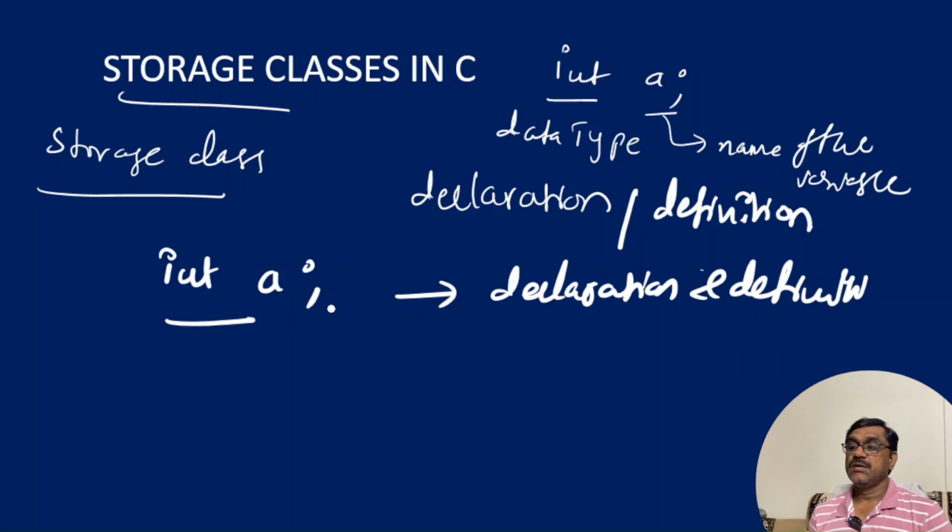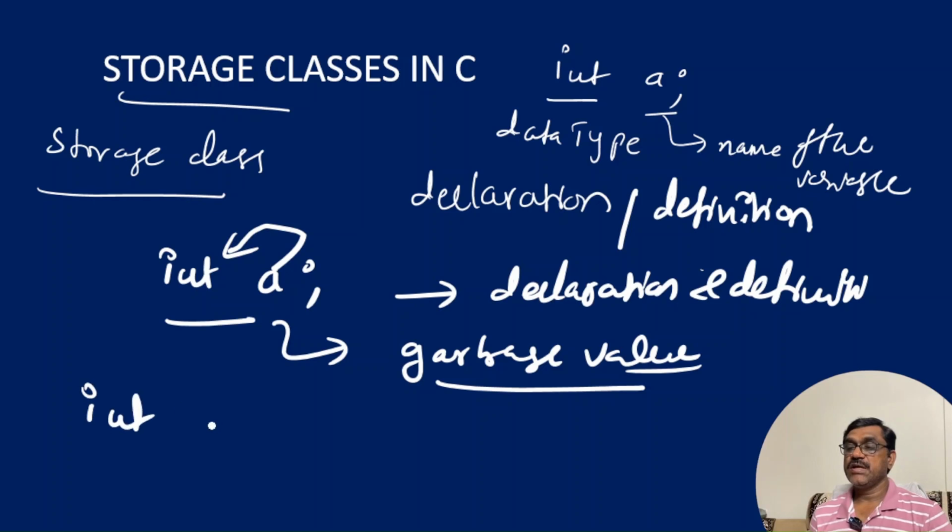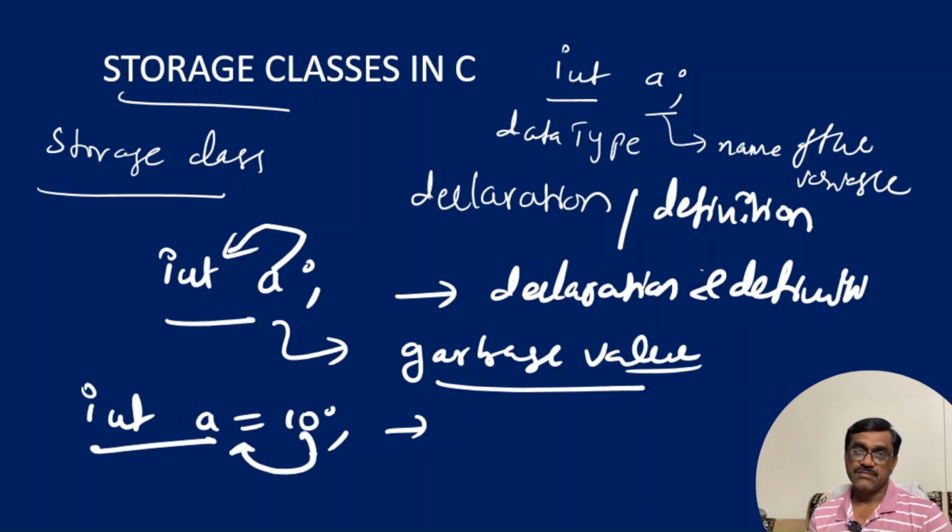So what does it mean? The name of the variable is a, the data type is integer, and when you don't initialize the value of a, by default it is going to take the garbage value. The meaning of this int a is nothing but the declaration as well as definition. It means we are declaring the type of the variable, and also by default it is going to take the garbage value. If you say int a = 10, in this case also we are declaring it as int a, and we are defining the value of a as 10. So this is both declaration and definition, right?